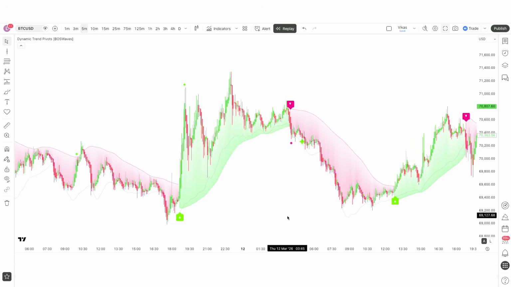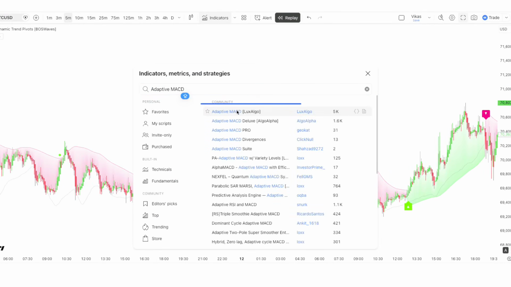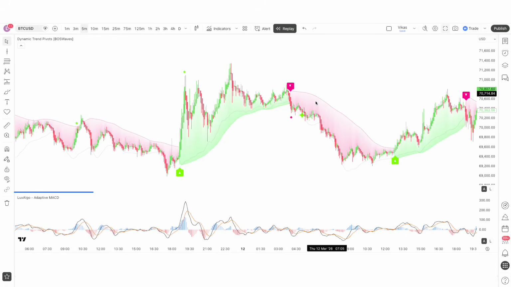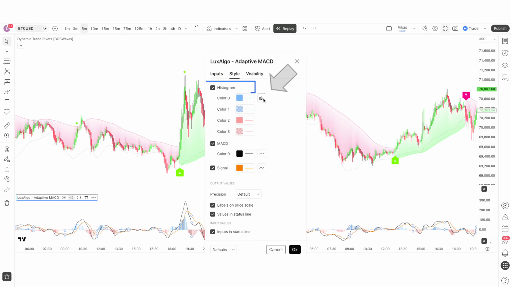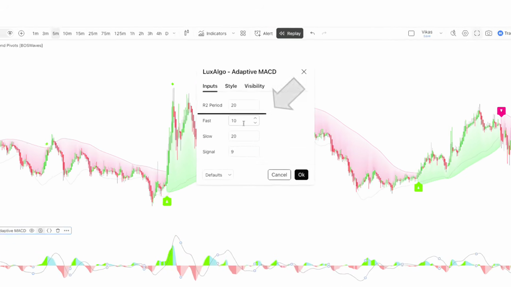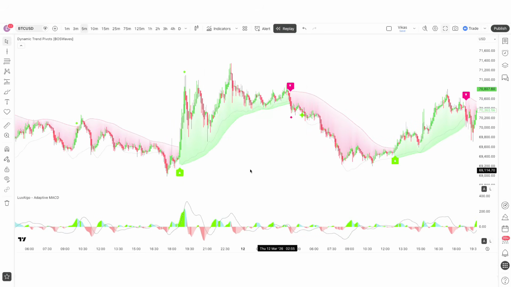Click OK. Now we'll add one more indicator to make this strategy more powerful. Let's go to the Indicator Search tab, search Adaptive MACD, and select this one called Adaptive MACD, created by Lux Algo. Now let's access the settings of this indicator so we can modify it to suit our strategy. We change histogram columns to area, and after that change histogram color 0 blue to green, and color 1. We have to keep these options hidden. And after that change signal color orange to black. And after that change fast 10 to 6. And here everything is fine after that. Click OK. Now our setup is ready.